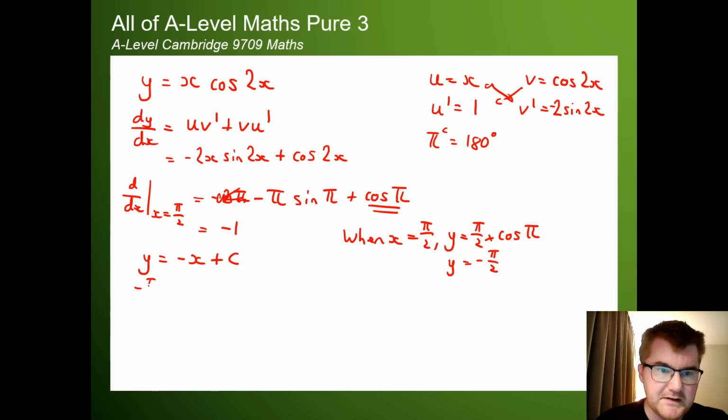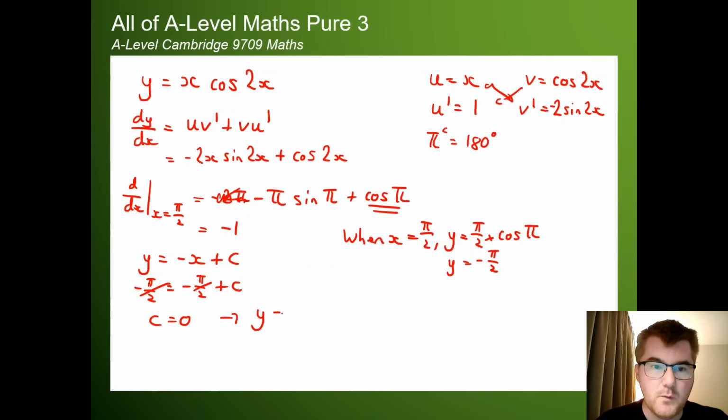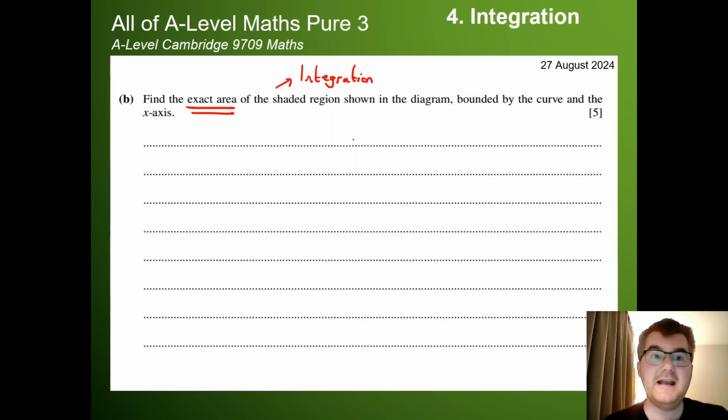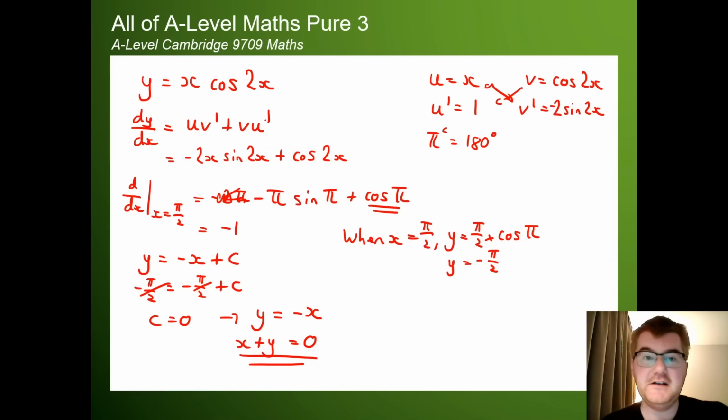That gives us then minus pi over 2 is equal to minus pi over 2 plus c. Okay, we get a nice cancellation here. So c is equal to 0. Therefore, our final answer is y equals minus x, which you could also write in different ways. You could write this as x plus y is equal to 0 as well. And that gives us the tangent line at that particular point at pi over 2. So a nice question here, mixing up a bit of working with radians and trig functions, but also your product rule as well.